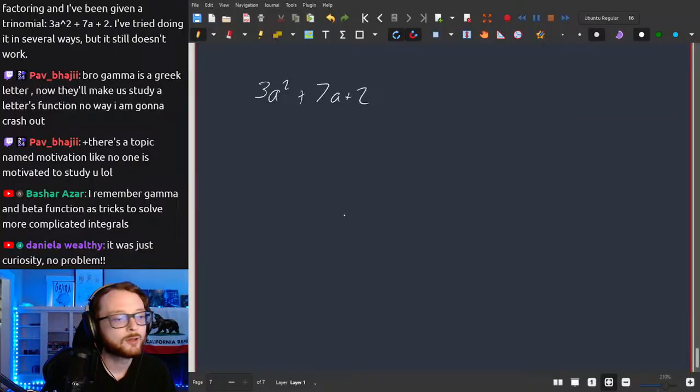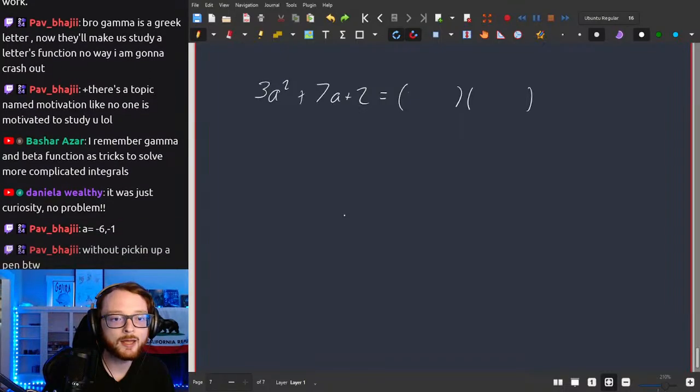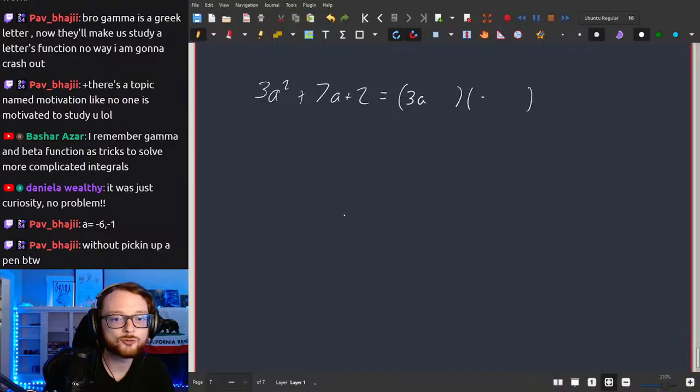Sounds good. So these are always annoying to factor whenever the leading coefficient isn't 1. When the numbers are low enough like this, what I do is I think about what the factored form has to look like. In order for us to have a 3a squared here, one of the things on the right has to be a 3a, and the other one is just an a, because 3a times a is 3a squared. So that settles that piece of it.